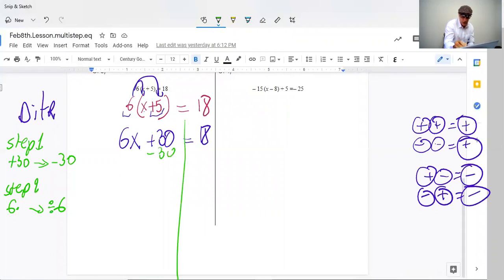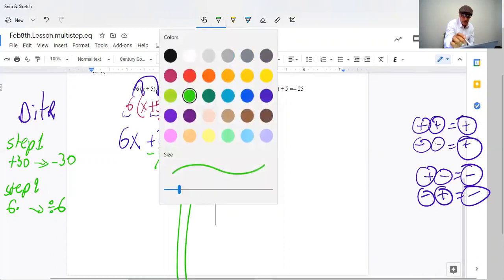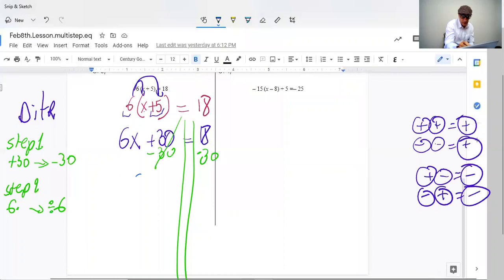And whatever we do to one side, we just repeat to the other side, minus 30. Here, no thinking, just cancels. I am left with 6x equals, what's 18 minus 30?